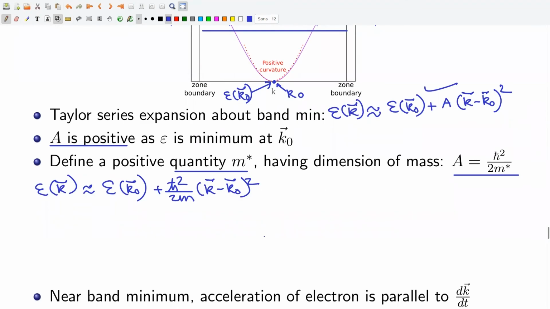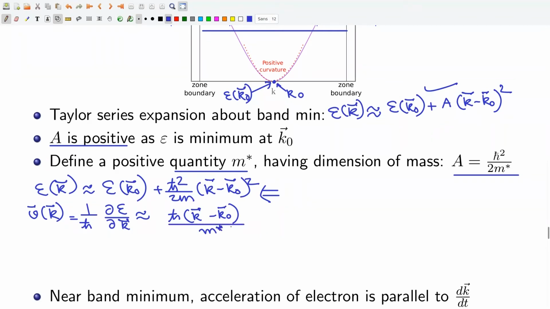Now we calculate the first derivative of E with respect to k to get the velocity. Velocity v of k is 1 by h bar times the first derivative of E with respect to k, which is approximately equal to h cross times k minus k0 divided by m star.